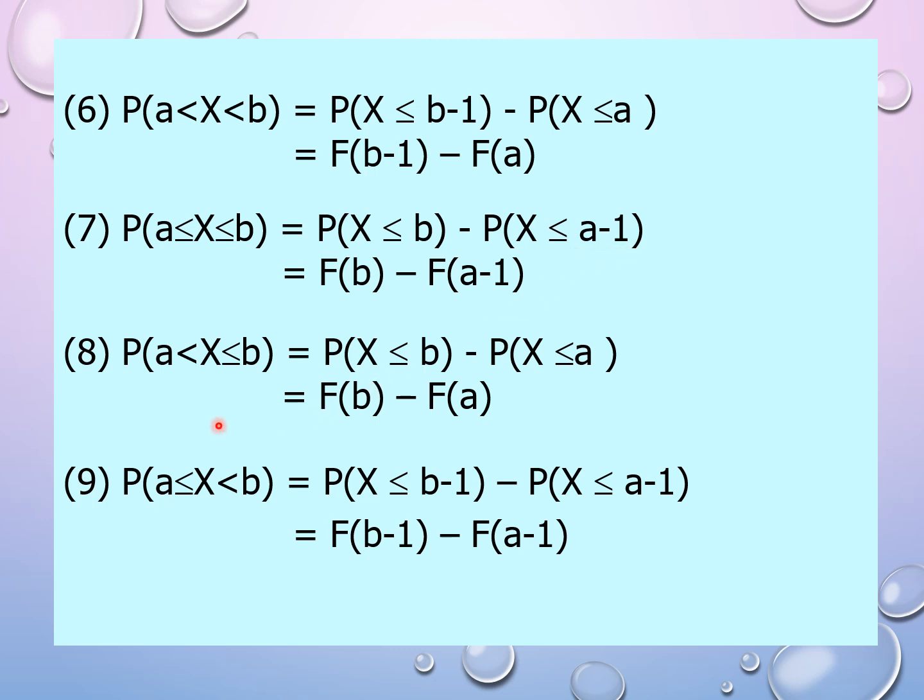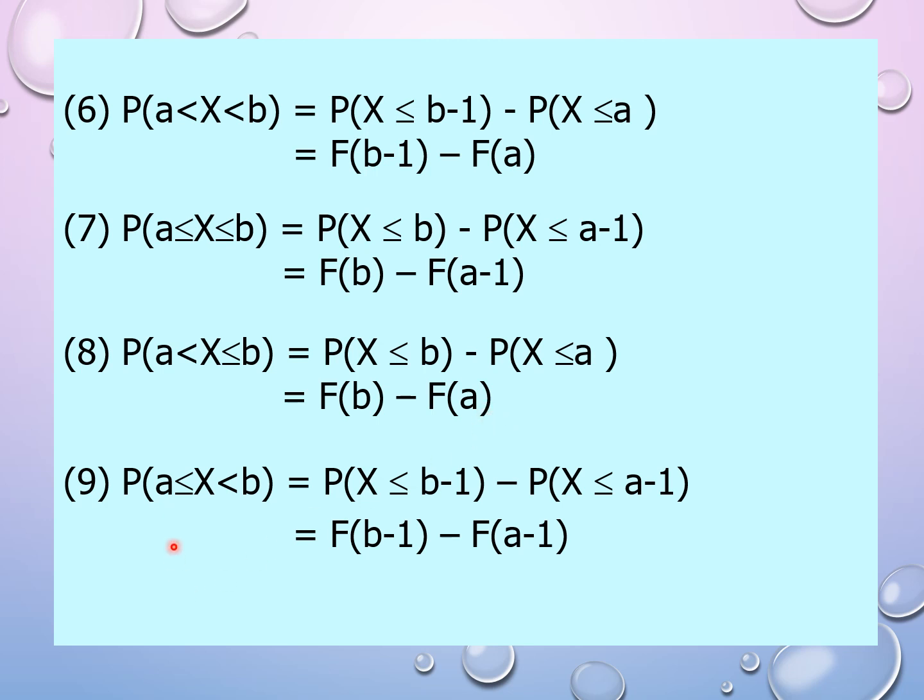Okay, continue. Number 8. Probability X greater than a and less than or equal to b is also equal to probability X less than or equal to b minus probability X less than or equal to a. Since both have their equality sign, we can just write it straightforwardly: cumulative of b minus cumulative of a.